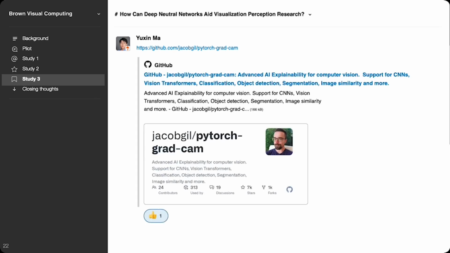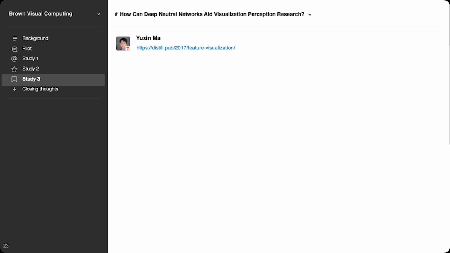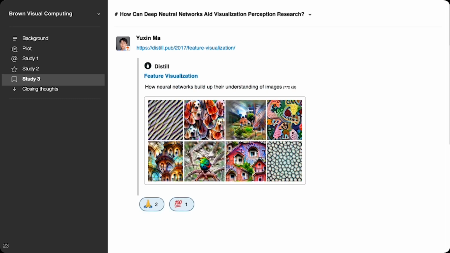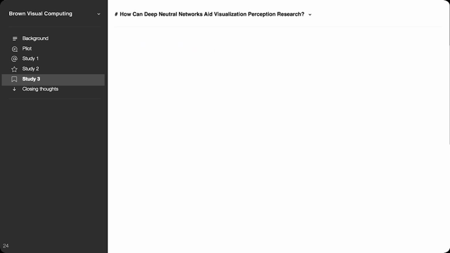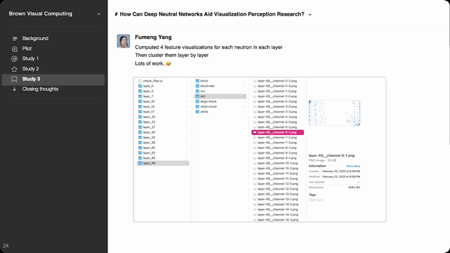One is Grad-CAM, which explains a single image, and the other one is to compute images that can activate a neural network model the most, and those images are considered features learned by a neural network and called feature visualizations. We took the second way because it is more useful and could solve our problems of extracting perceptual features from different visualizations. So we took models from study 1 and compute feature visualizations for each neuron in each layer, and then cluster them layer by layer.